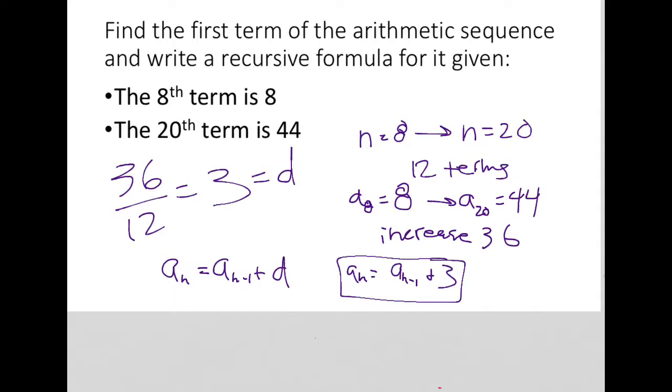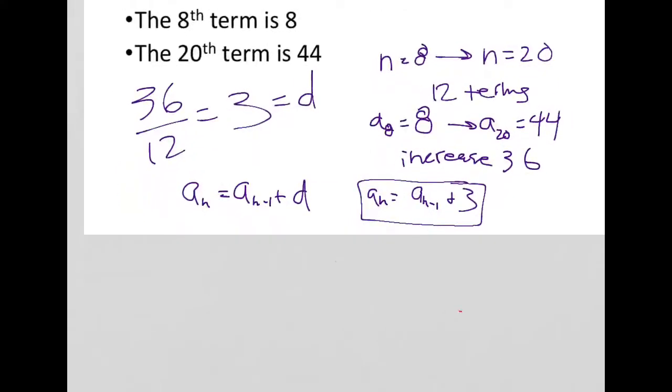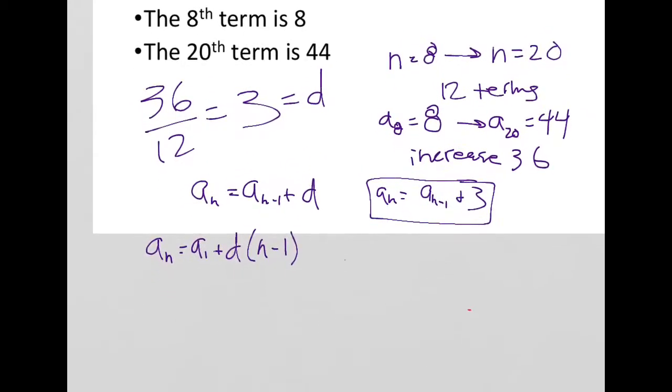Now, what do we want to do? We want to find the first term of the sequence. Now, I could just start at the 8th term and subtract 3 7 times to get to the first term, but that's kind of lame. And if I was given, say, the 500th term and the 700th term, and I wanted to find the first term, well, that would be a lot of subtraction to do. So instead, I'm going to write an explicit formula for this. I'm going to say a sub n will equal my first term, a sub 1, plus my common difference d times n minus 1. And now I want to substitute in what I know.